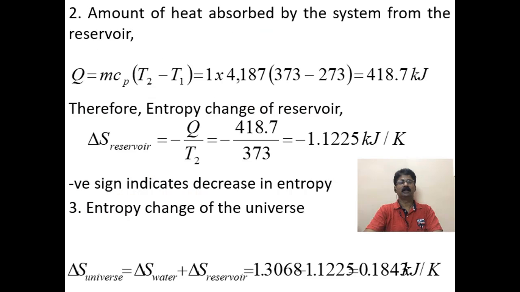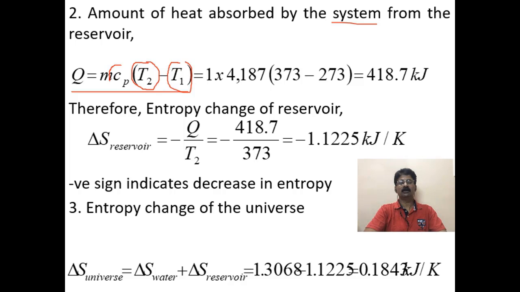So we will calculate the amount of heat absorbed by the system from the reservoir. Means what is the heat absorbed by the water here. System means what? Water. So the word system here indicates water. So that is nothing but Q is equal to mCp into T2 minus T1, because water initially at temperature T1 increases to its temperature T2. So this is the temperature difference, right?